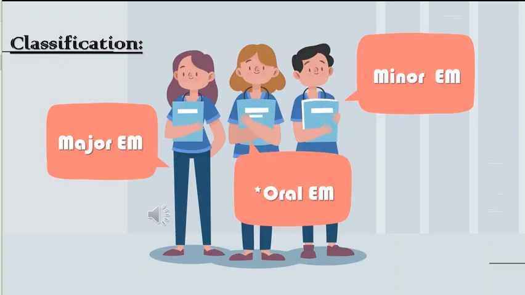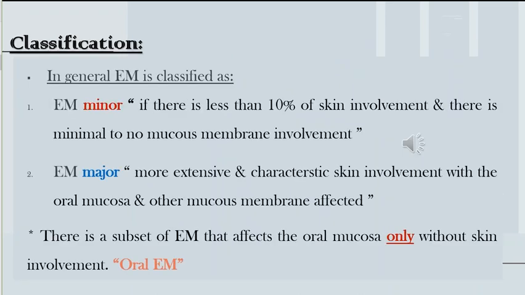We can consider the previous classification as the causes, or as a classification according to the cause. But here we have a classification made specifically for erythema multiforme, and it is divided into types: major erythema multiforme, minor erythema multiforme and oral erythema multiforme. About the classification, in the previous slides we said they are the causes or factors that can trigger erythema multiforme.